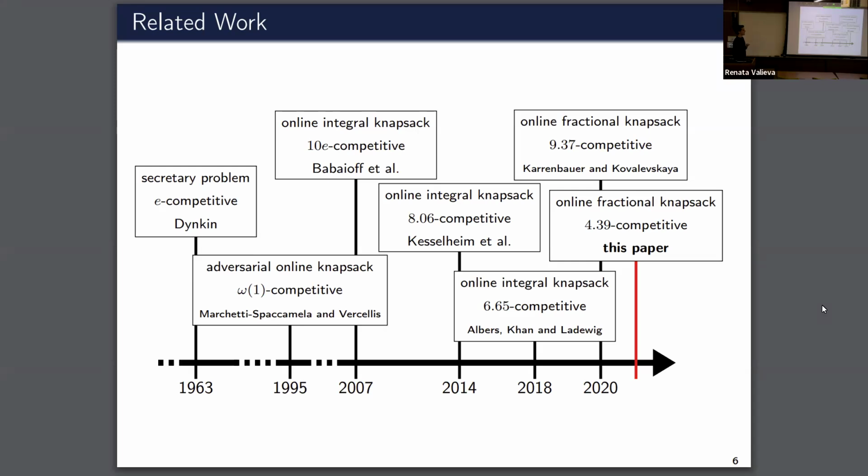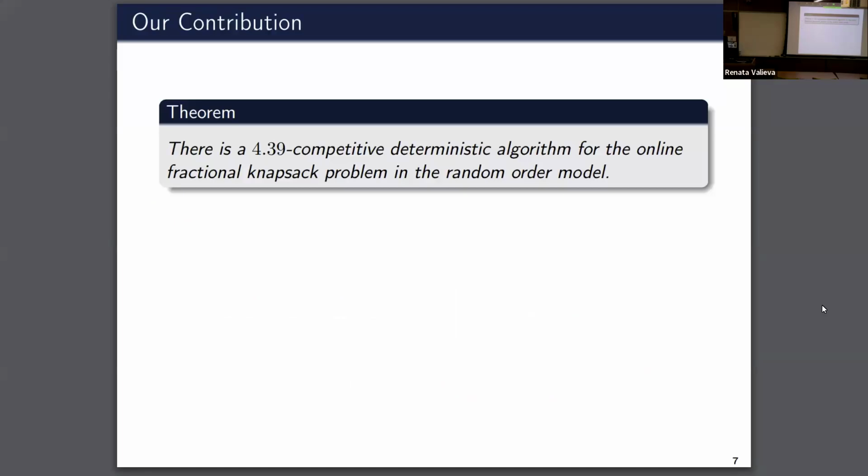Then Kesselheim et al. showed 8.06 using a primal-dual framework. Finally, Albers and Ladewig, which I will refer to as AL, gave a 6.65-competitive algorithm for the integral version. Karrenbauer and Kovalevskaya showed that if you use the AL algorithm as a black box, you get 9.37. In this work, we open up the AL algorithm and build upon it to get 4.39. So this is the result of the paper: a 4.39-competitive deterministic algorithm for the online fractional knapsack problem as defined earlier in the random order model.